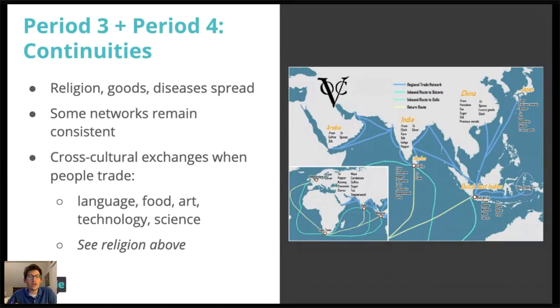And of course, cross-cultural exchanges when people trade, right? Language moving, food, art, science, tech, religion, which we've already talked about, but it's definitely worth talking about over and over again. These are continuities that we find across both of these: the continued spread of these aspects of our cultures.